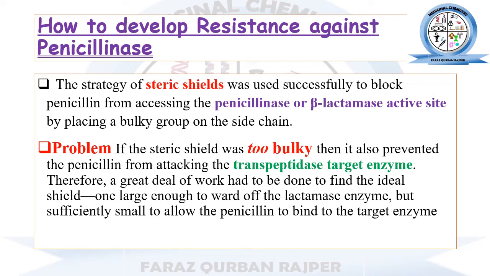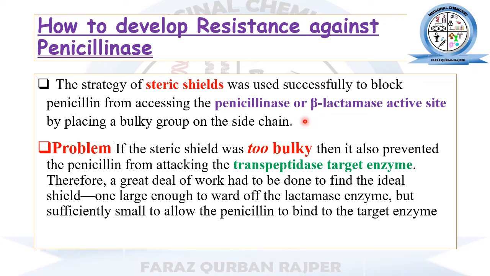We have to introduce such a bulky group which will bind towards the active site of the penicillin binding protein and the beta-lactamase, but in such a way that it can inhibit the effect of beta-lactamase and still show the same action on the penicillin binding protein, or what we call the transpeptidase, meaning they are going to inhibit that. In this way they can produce their antibacterial action.